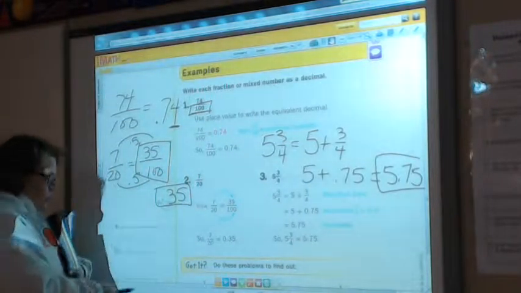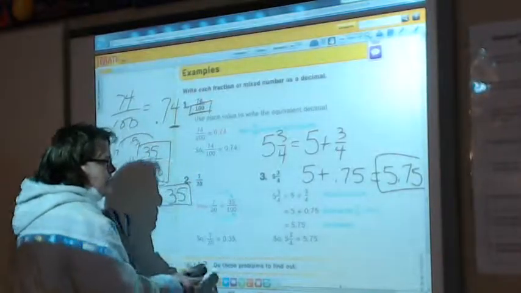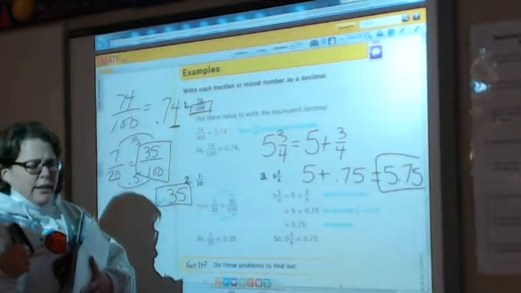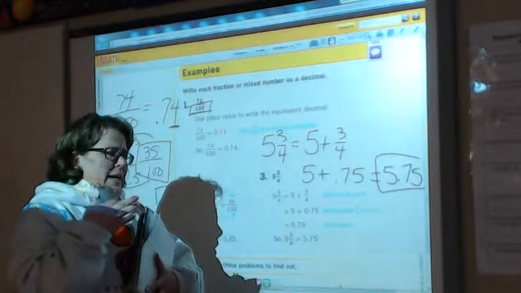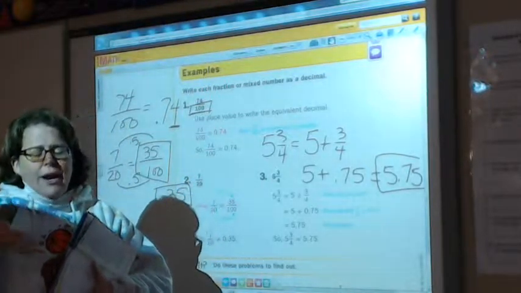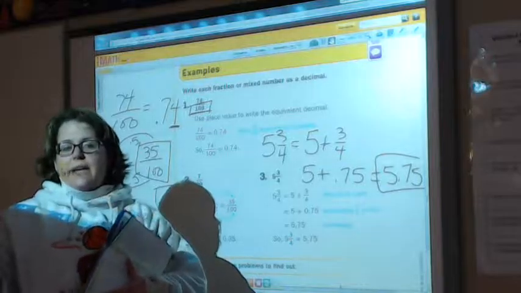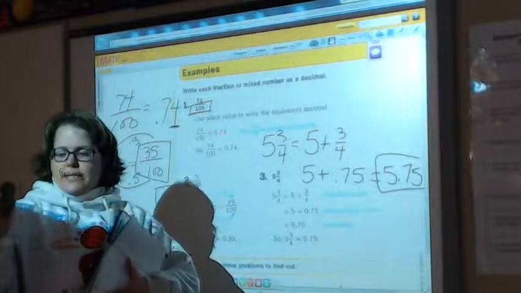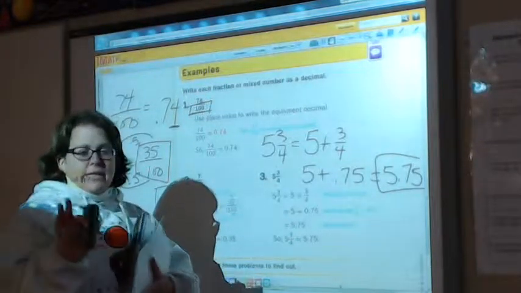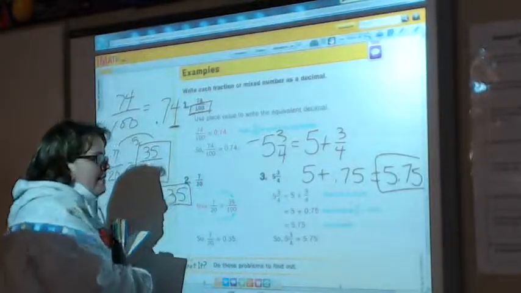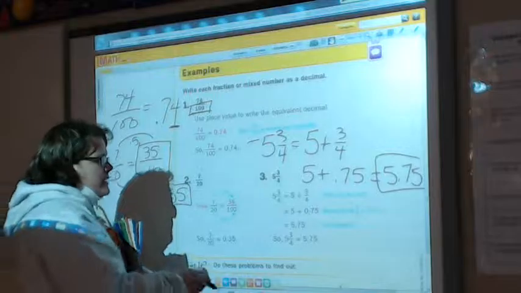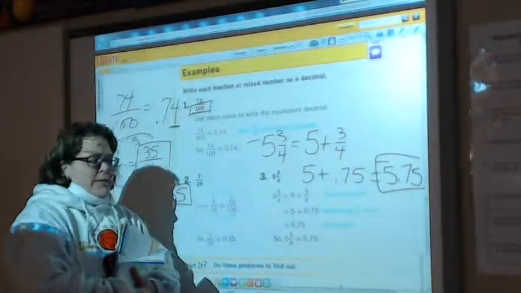All right, so one of the other things that I want to talk to you about is if a fraction or a decimal is negative, and in this case we're talking about converting fractions into decimals. If a fraction is negative, it stays negative as a decimal. If it starts negative, it stays negative. If it starts positive, it stays positive. So if this example would have been a negative 5 3/4 here, it would stay a negative 5.75.